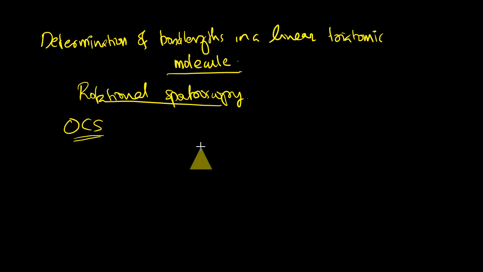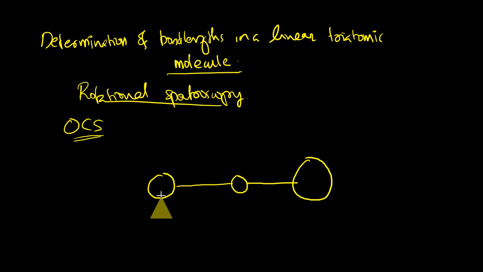For that, let me construct the diagram of the triatomic molecule here. The oxygen atom is here and it is bound to the carbon atom. The carbon is a little bit smaller than the oxygen, and it is then bound to the sulfur atom. Okay, this is carbon and then it is connected to the sulfur atom. The sulfur atom is much bigger than the carbon and the oxygen.